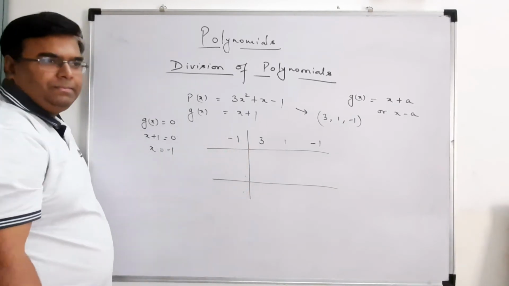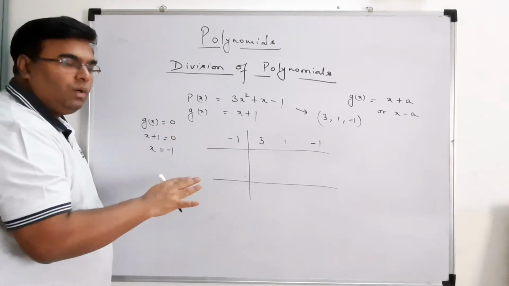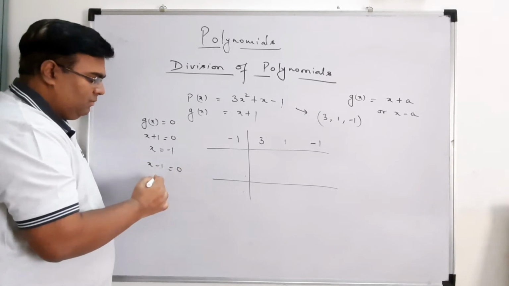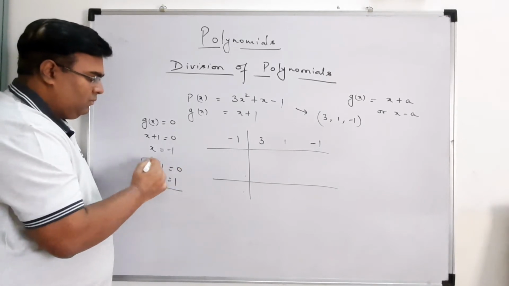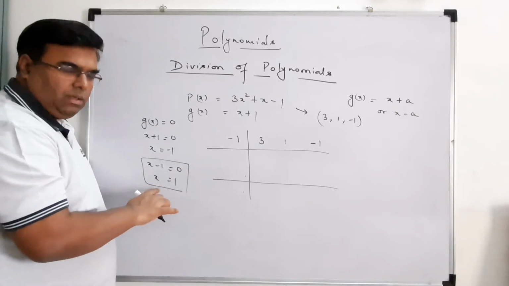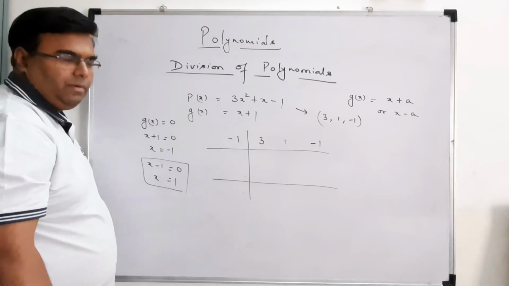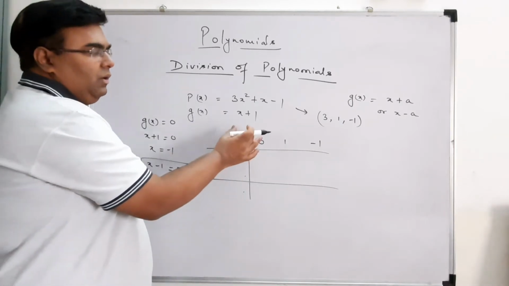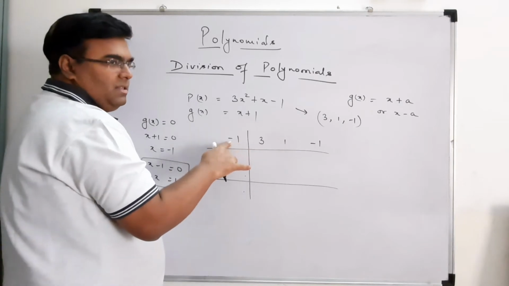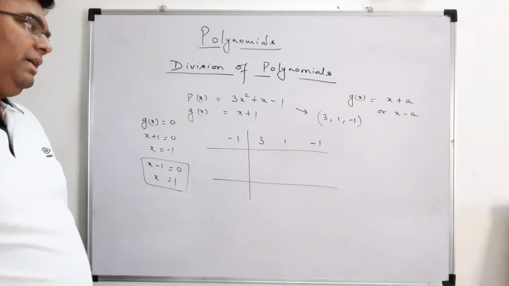Write it here. Similarly, suppose g(x) was x minus 1, put it equal to 0, it will be 1. So whatever the value of x comes after putting g(x) equal to 0, write it here. Or you can simply conclude from here also that if plus a is there, it will come as minus a, and if minus a is there, it will come as plus a.